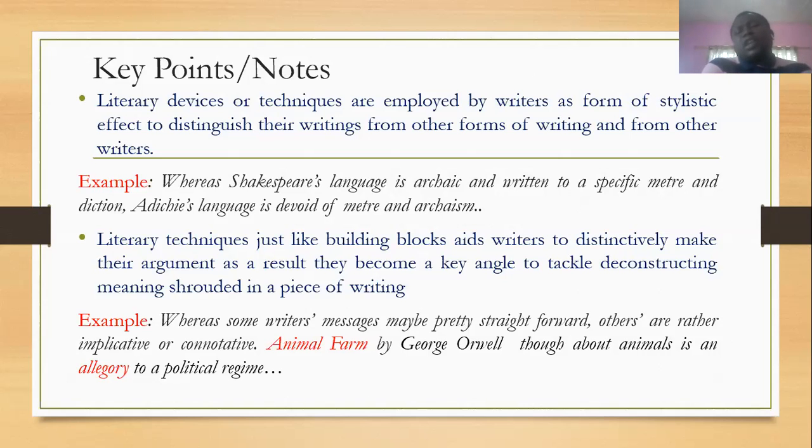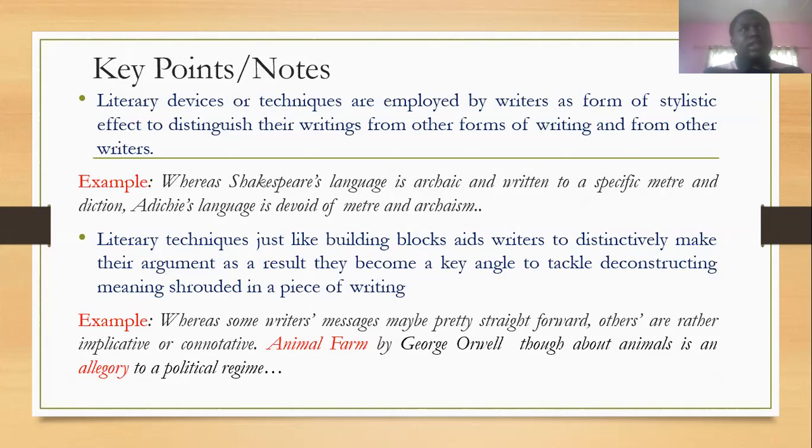So typically we see that Shakespeare makes use of archaic language and a specific rhythmic pattern, which we all know is called the iambic pentameter. And then when you compare his work to that of a more recent writer, that is a 21st century writer like Chimamanda Adichie of Nigeria, she is a pretty straightforward person, just like Amalia, very straightforward with her writing and avoids all forms of archaism.